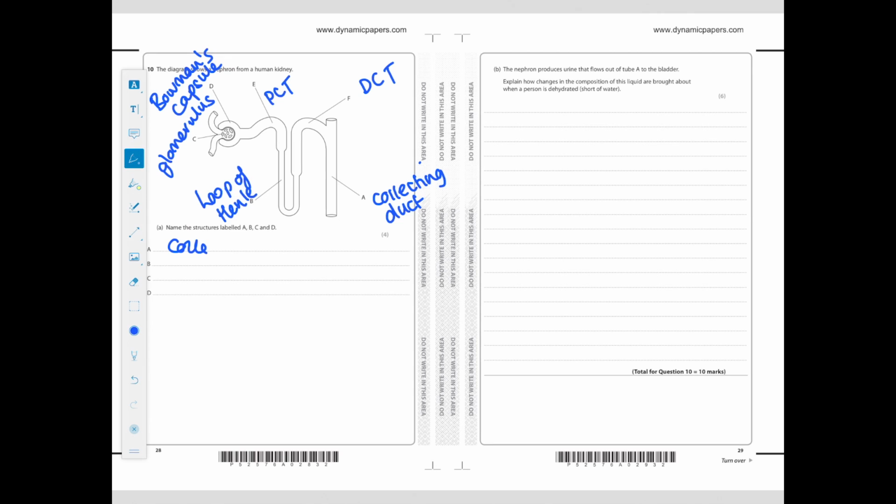So A is obviously collecting duct. B is loop of Henle. C is the glomerulus. And D is the Bowman's capsule.